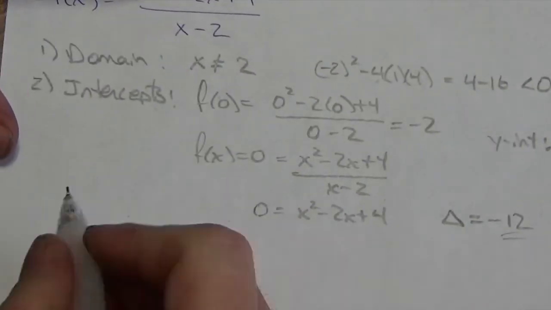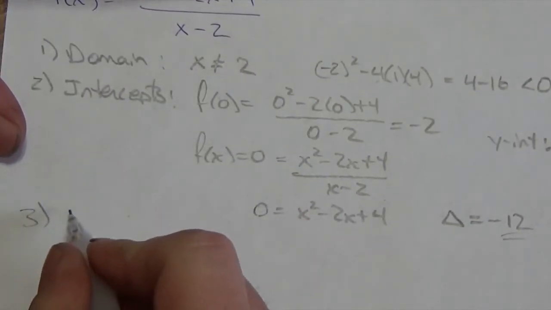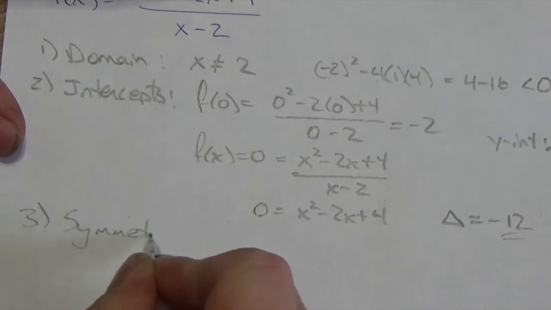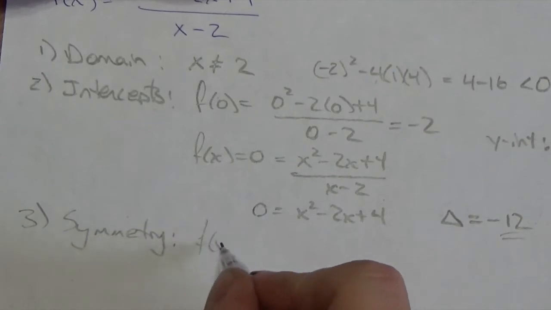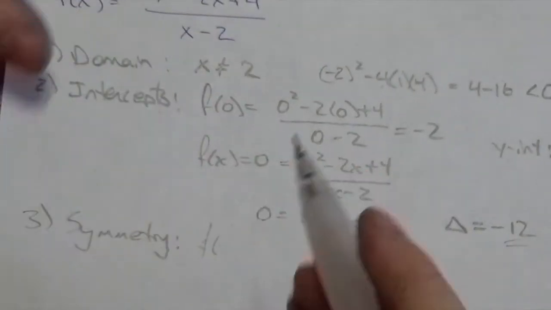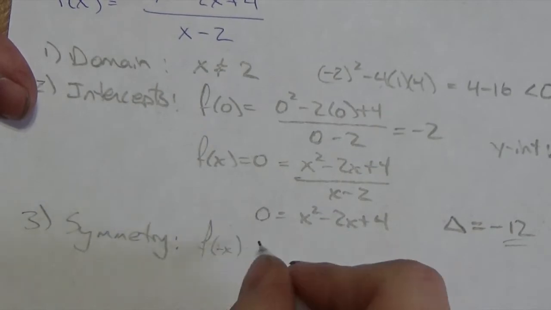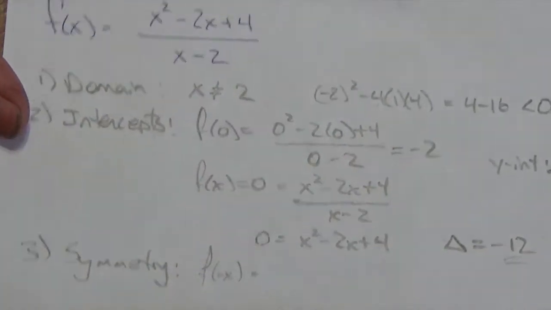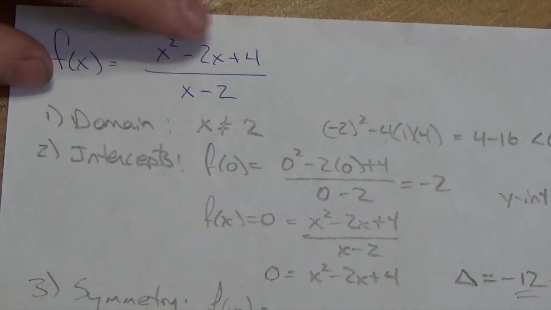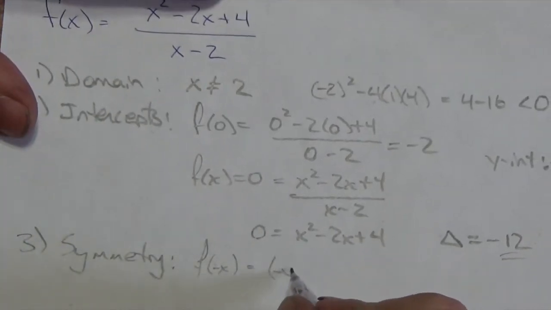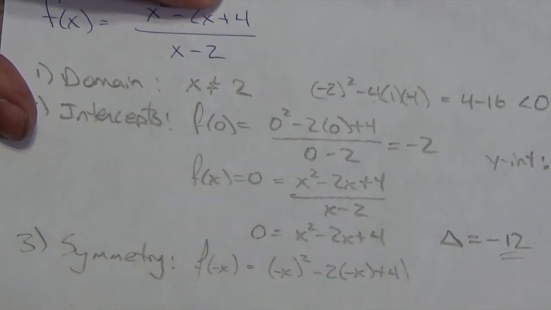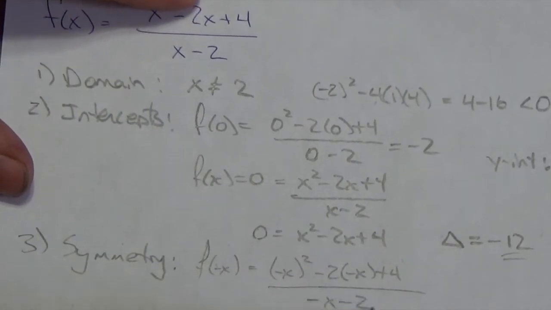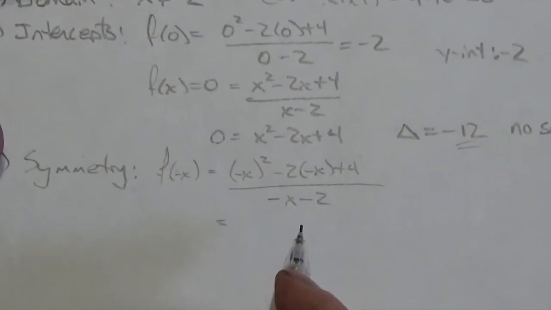Okay. Three. We're going to look at symmetry. Now I have a suspicion about this immediately, just because of the combination of odd and even terms here. So if I plug in negative x squared minus 2 times negative x plus 4, whoops, I don't know why I did that, all over negative x minus 2. Oh, sorry, you didn't see that.